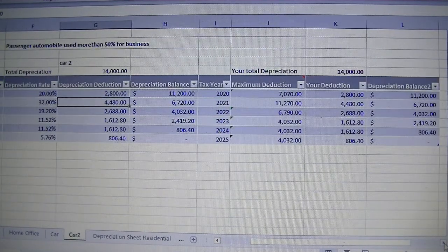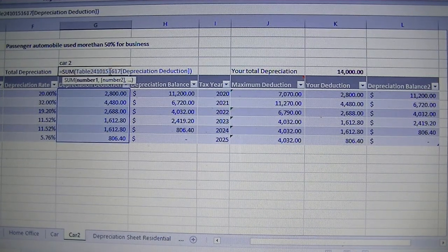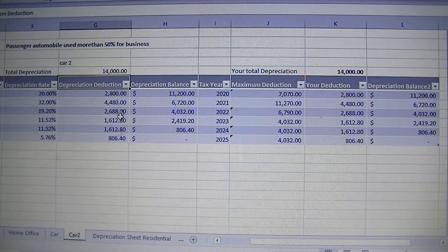After you enter the tax rates and the depreciation deduction is calculated for you, the depreciation balance is calculated for you, the depreciation deduction should match the basis for depreciation for business and investment. If it doesn't, if 14,000 doesn't match, something is wrong. The formula is broken somewhere, or the rate you copied is wrong. The depreciation balance should be 0 by year 6. If it's not, something is not calculating right. You enter the tax year that you will file and claim those returns, starting with 2020 all the way to 2025. Because it's a car, there is a maximum depreciation deduction.